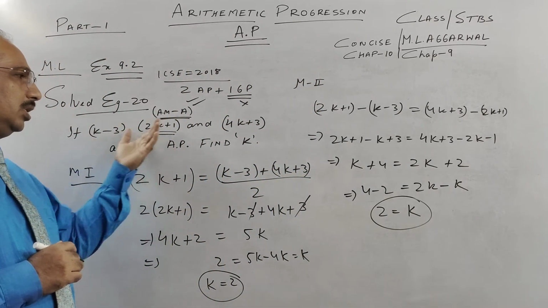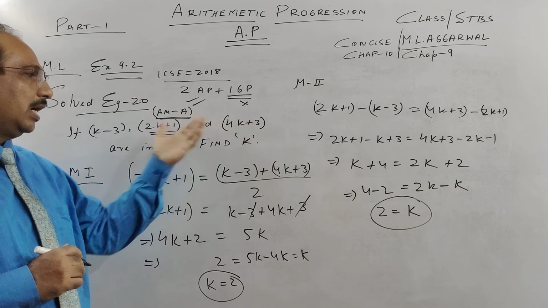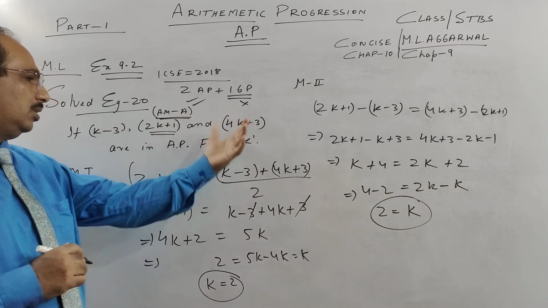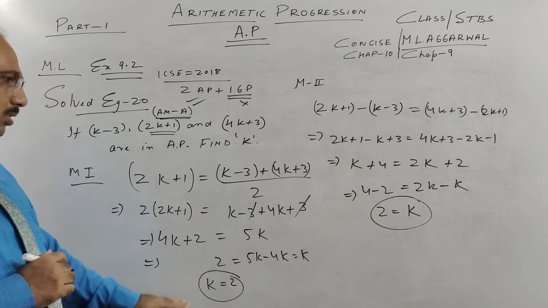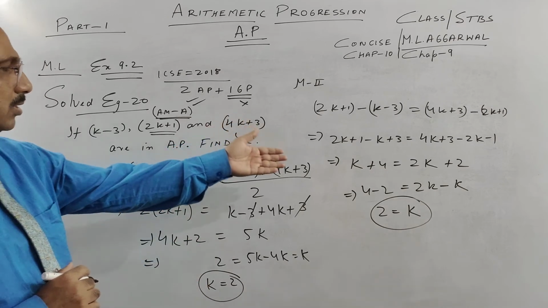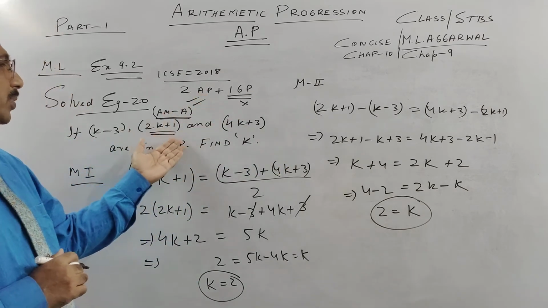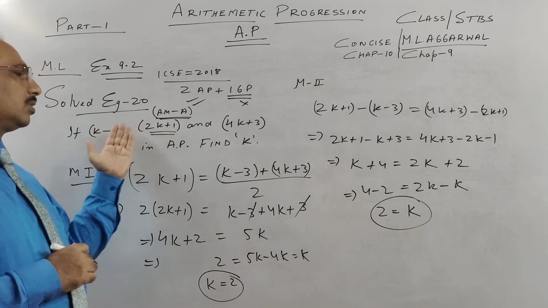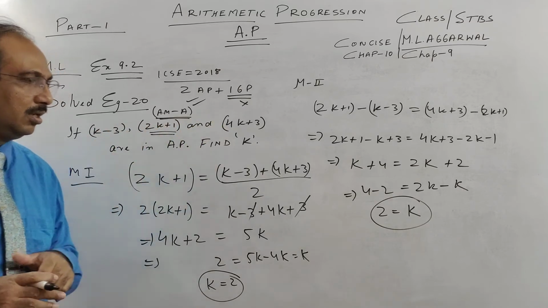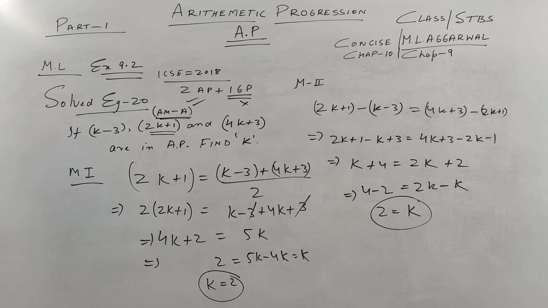So any method you do, this is by mean formula. Middle term is equal to the average, means first and third upon 2. So this is one method you can do, and method 2 is simple logical. In AP, second minus first is equal to third minus second. So now we copy this, we move on to the last ICSE question here.